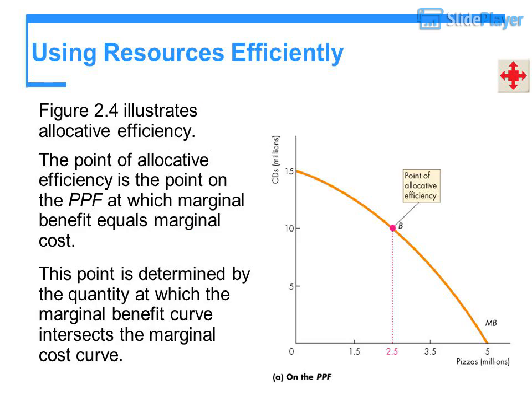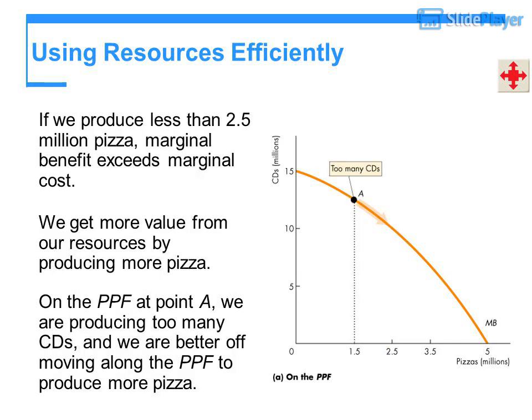Figure 2.4 illustrates allocative efficiency. The point of allocative efficiency is the point on the PPF at which marginal benefit equals marginal cost. This point is determined by the quantity at which the marginal benefit curve intersects the marginal cost curve. If we produce less than 2.5 million pizza, marginal benefit exceeds marginal cost. We get more value from our resources by producing more pizza.